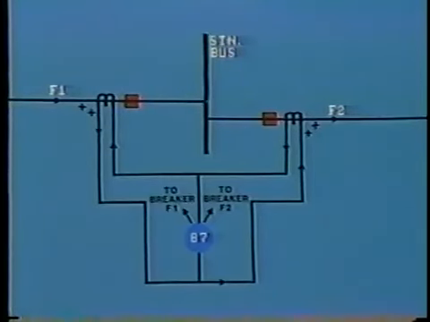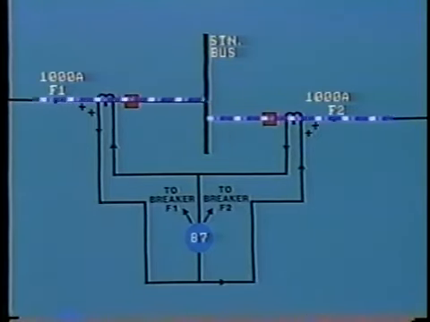But first, let us examine the simple differential principle. Here, we wish to protect against a fault occurring on the bus. Under normal operating conditions, that is, with no fault on the bus, the current entering the bus from feeder F1 must be the same magnitude as the current leaving along feeder F2. Let's suppose that this current is 1,000 amps.